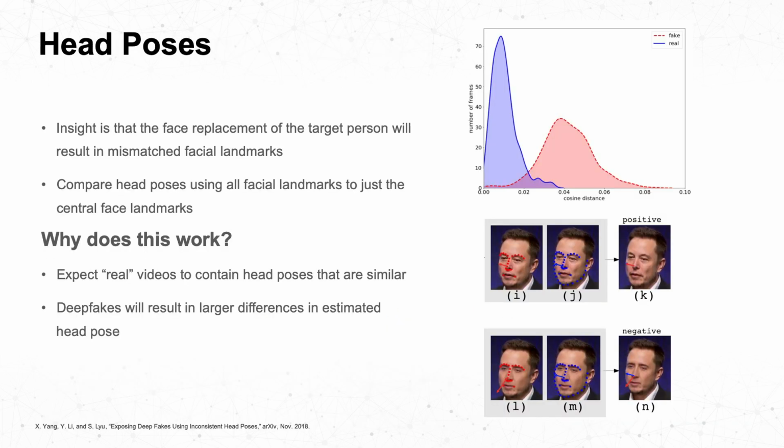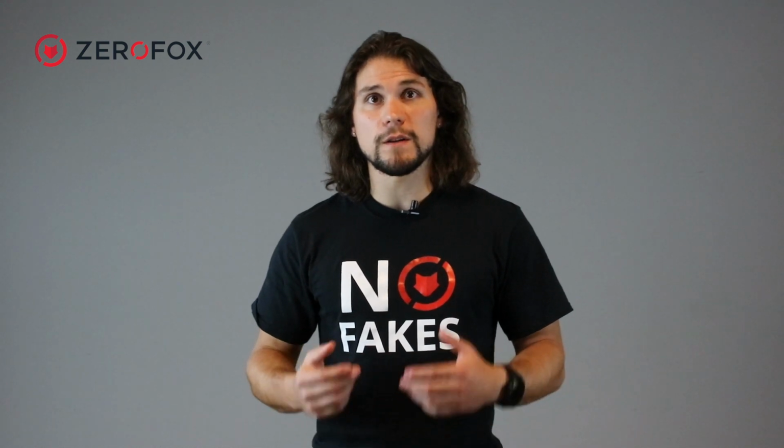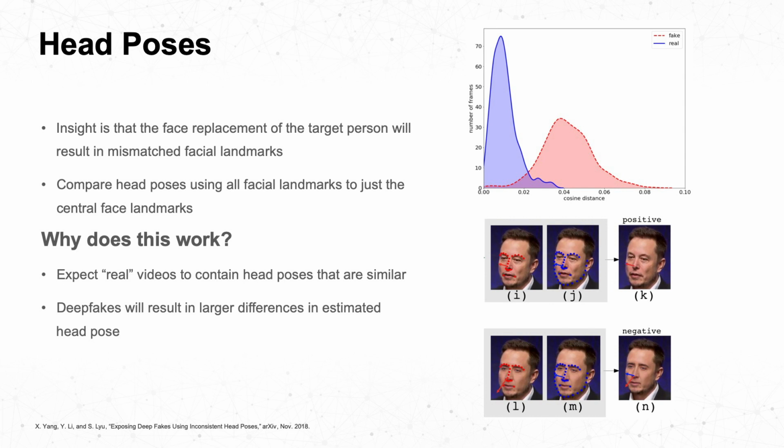Another method for detecting deepfakes, and in my opinion one of the more clever ones, deals with head poses, specifically facial orientation. The insight from these researchers was that when you actually generate the deepfake, when you replace someone's face, you disrupt the central facial landmarks, and this will cause a mismatch in the estimated orientation of one's face. So what these researchers did is they took an estimate of your head orientation using just your central facial landmarks, so your eyes, your nose, and your mouth. They then took another estimate of your facial orientation using not just your central face landmarks, but also your chin, your cheekbones, and your forehead. Based on those 2 estimates, the researchers were then able to determine whether the video was a deepfake.